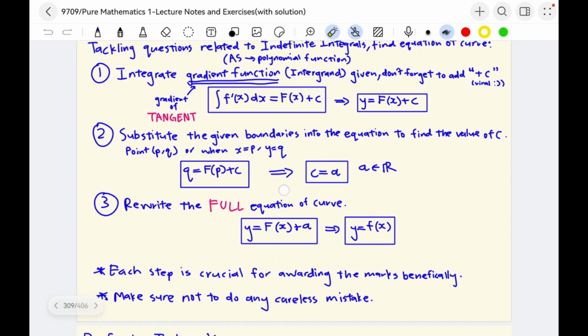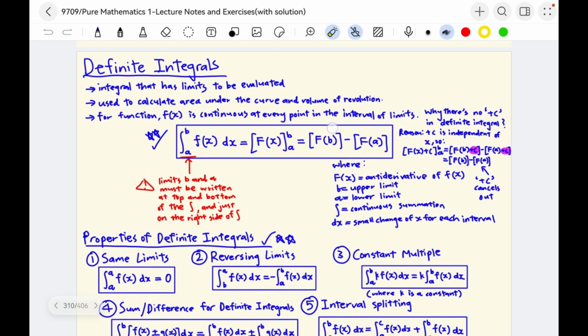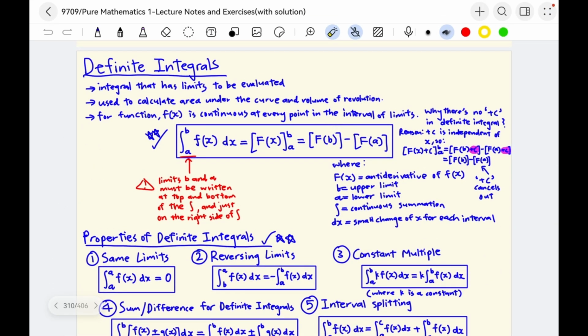Okay. So this is the second subtopic. Let's move on to the third subtopic, which is the definite integrals. So what is a definite integral? Please refer to the term definite. It means there are limits. So this is an integral that has limits to be evaluated, which means that its value must be in the real numbers. Okay?